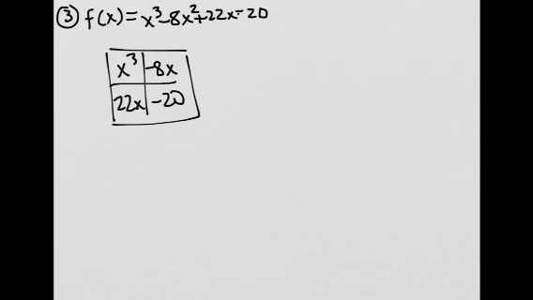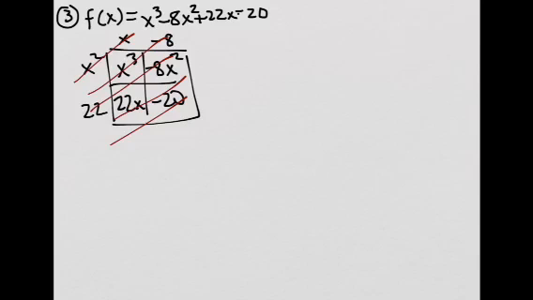Okay, here's another 4-termed polynomial, so I set it up the same way as the other two. Oops, I forgot a square here. So I can factor x squared from the first row. This would be x, this would be negative 8, and then here I have 22. So you can see right away that 22 times negative 8 does not equal negative 20, right? So that just tells you this method did not work here.